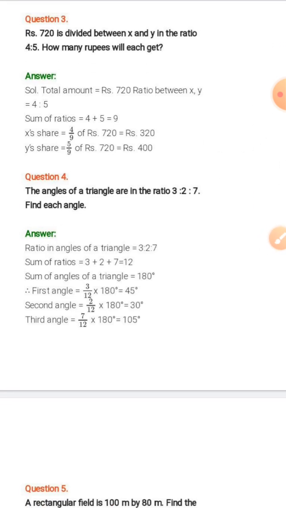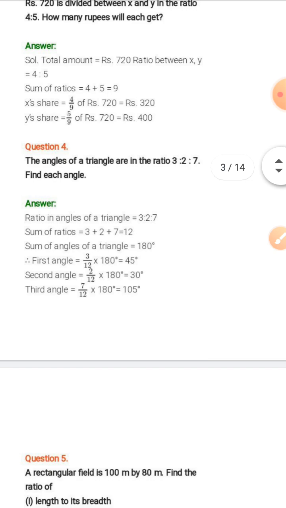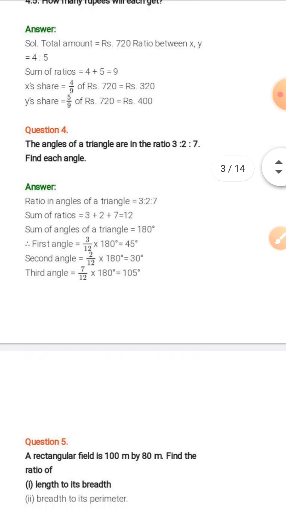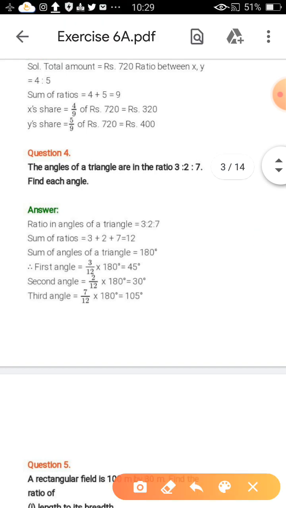The angles of the triangle are in the ratio 3:2:7. Find each angle. So the ratio of the angles of a triangle is 3:2:7. So the sum of the ratio is 3 plus 2 plus 7, which will be 12. Okay, how much is the total sum of the ratio? 12. Then the sum of angles of a triangle, which will be how much?